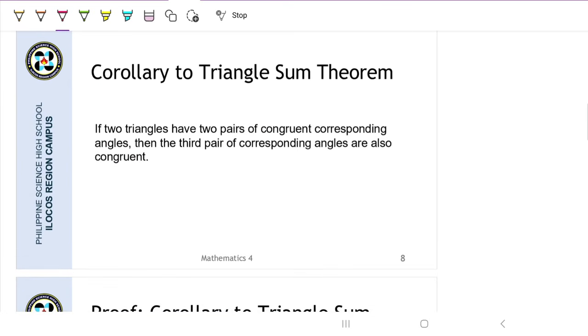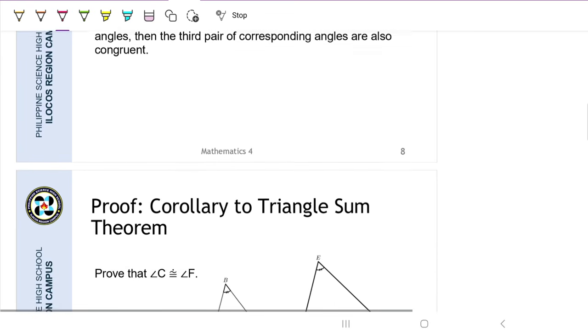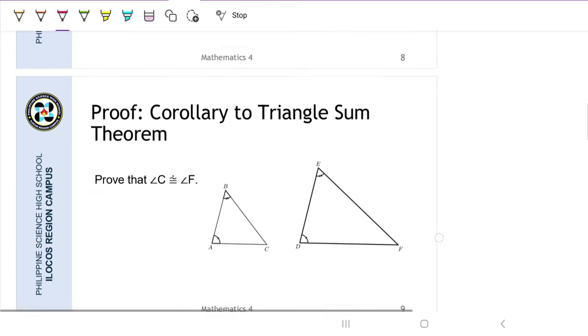So another concept that we need to discuss is the corollary to this triangle sum theorem. It states that if two triangles have two pairs of congruent corresponding angles, then the third pair of corresponding angles are also congruent. So let's try to prove this corollary.